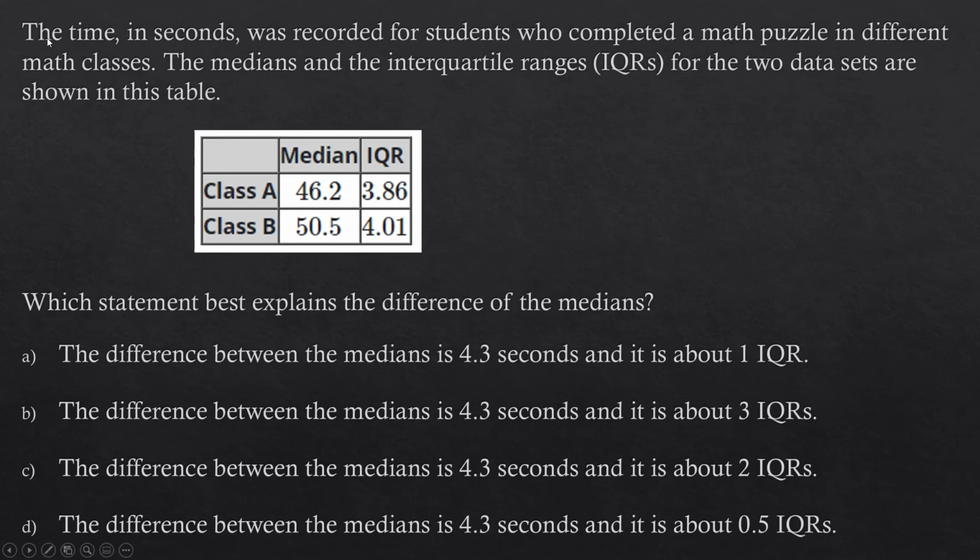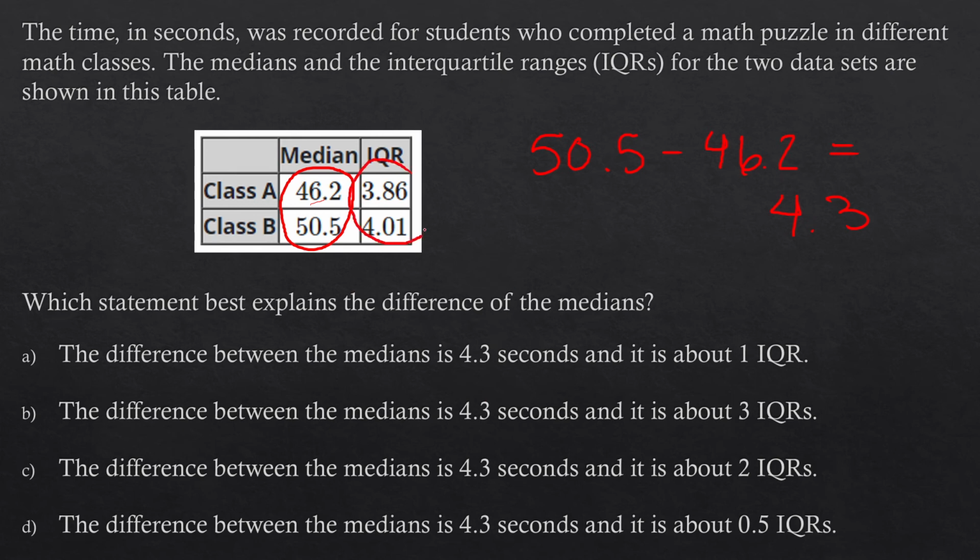Our last question says we have this table here. We have class A and class B, and these students finished a math puzzle in different classes. So we have the median and the interquartile ranges. We want to know which statement best explains the difference in the medians. Okay, well first we have to subtract them. So here are our medians. Let's subtract them. 50.5 minus 46.2. And when I subtract those, I get 4.3. Perfect. So 4.3 is the difference in my medians, which is what all of my answer choices have.